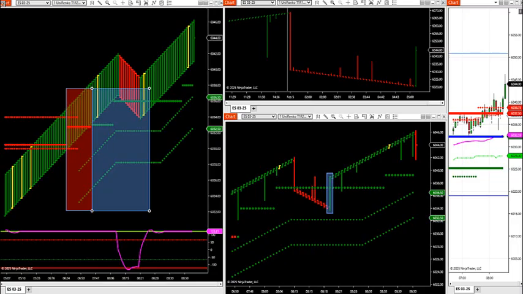So you look for a V bottom with the overall trend direction, and you can turn on the LG2 to manage your entry, stop, and exit.